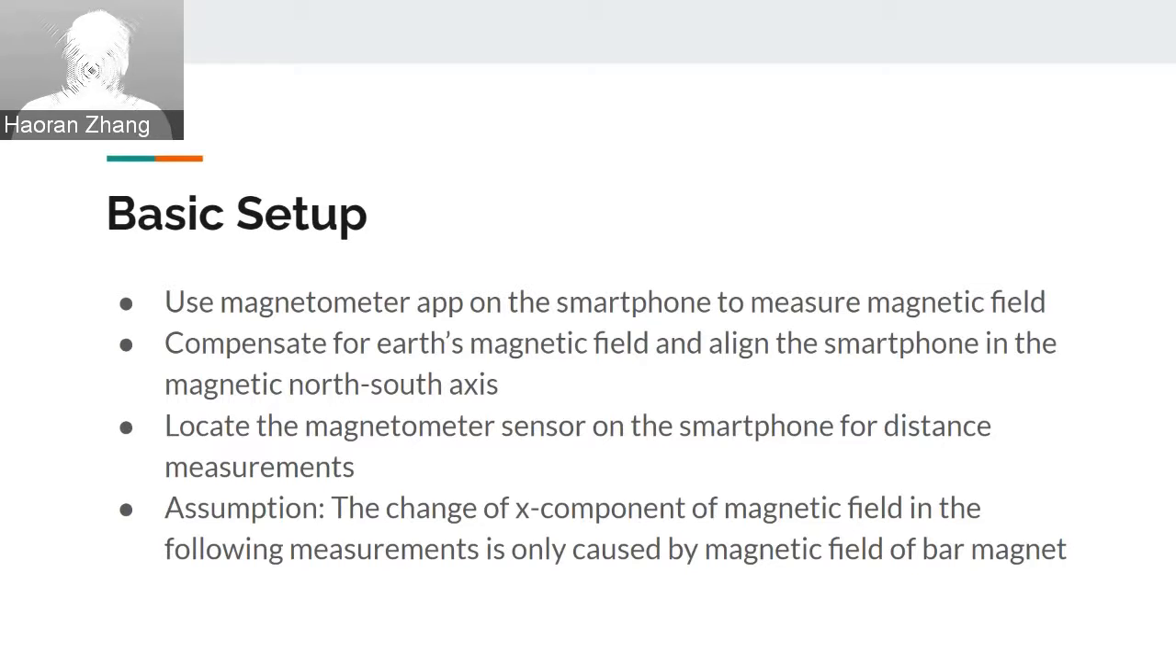Also, using the magnetometer app and the bar magnet, we found the approximate location of the magnetic sensor on the smartphone so that we can make more accurate distance measurements in the following experiments. In short, with those preparation steps, we are able to assume the approximation that the change of X component of magnetic field in the following measurements is only caused by the magnetic field of the bar magnet.